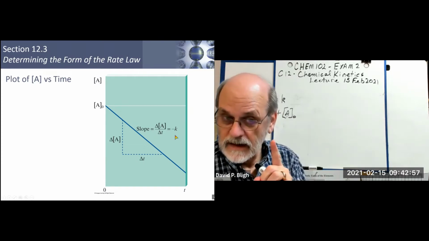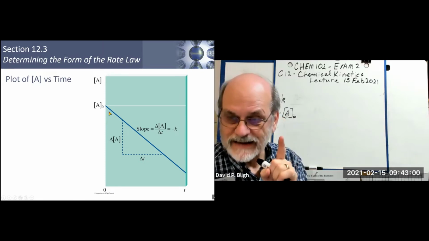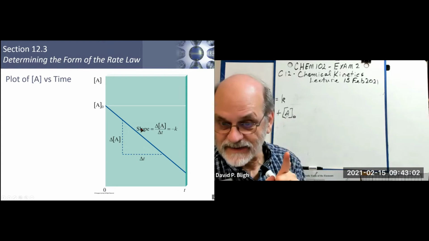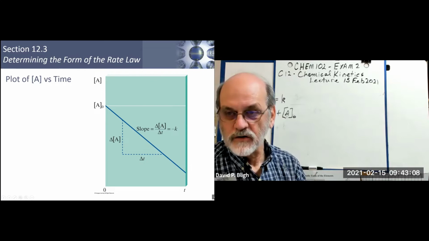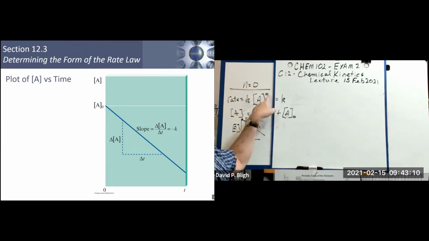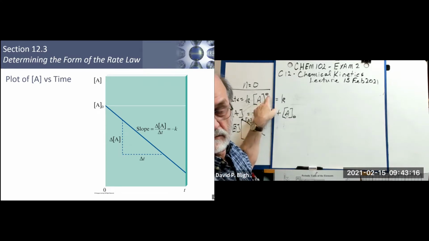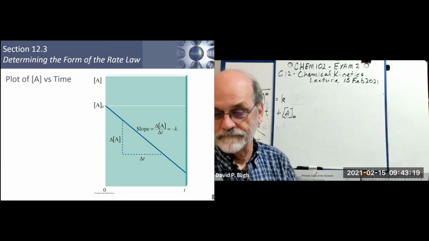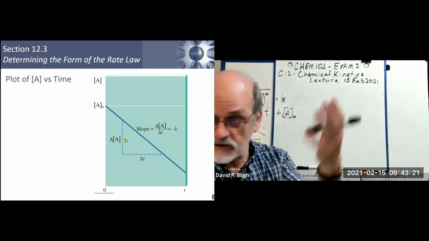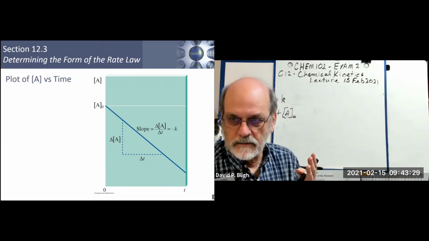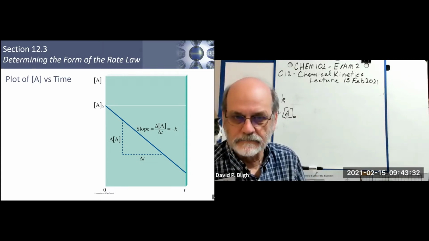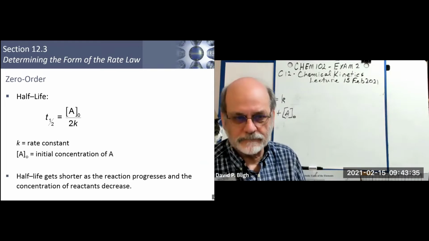And if the raw data plots a straight line like this, then you know it's zero order, and you know the n value is 0, right? Based on plotting the data and getting a straight line. That's all there is to it. If you get a straight line from plotting the raw data, then you know it's zero order for that reactant.